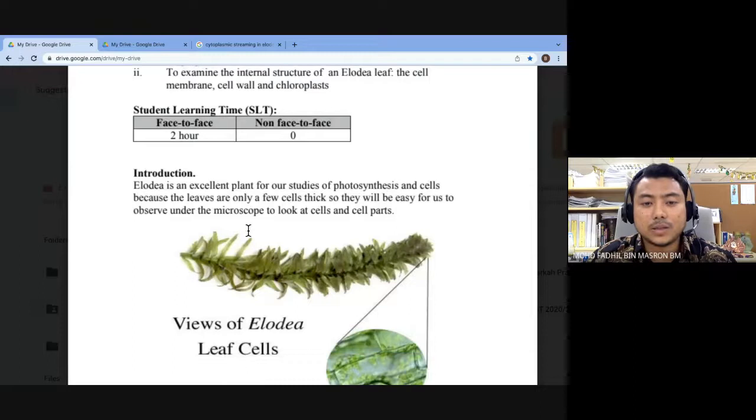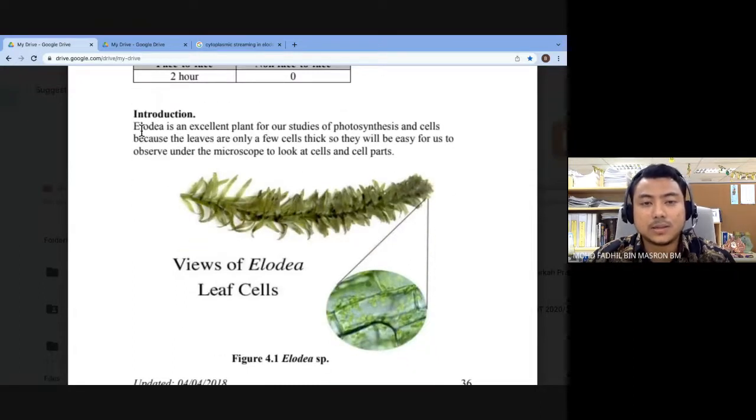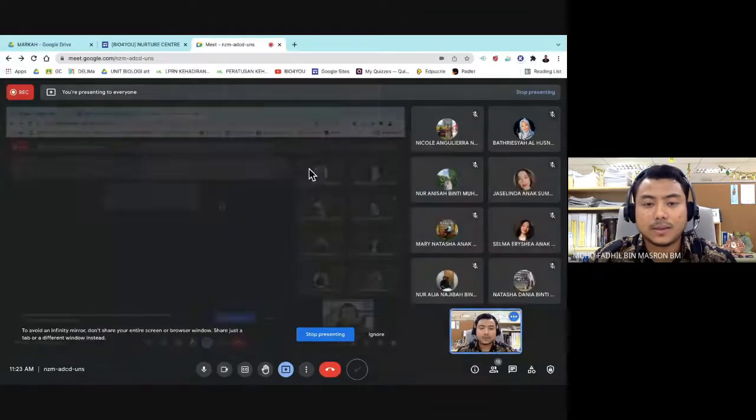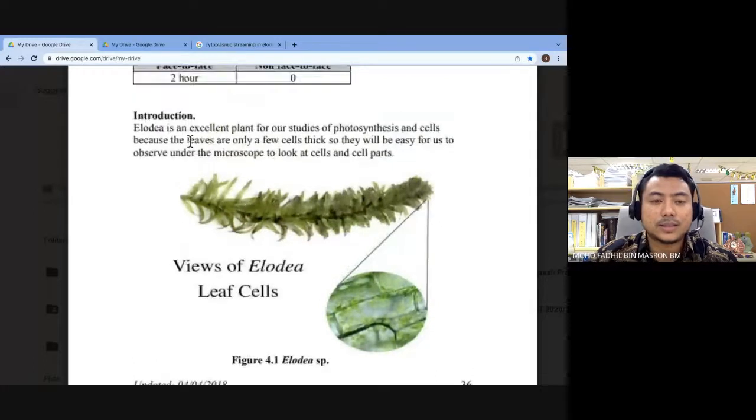And then for the introduction, if you want to write this introduction, just pretty much copy and paste, rearrange the sentences. It is okay for your lab report. Alright. So, for the introduction: Elodea is an excellent plant for our studies of photosynthesis and cells because the leaves are only a few cells thick.